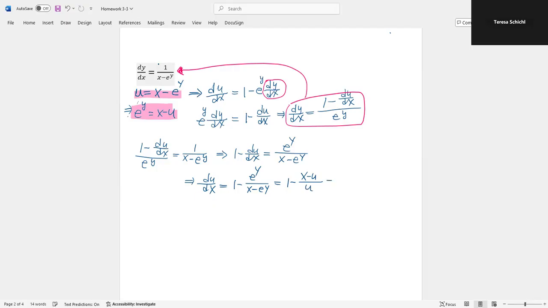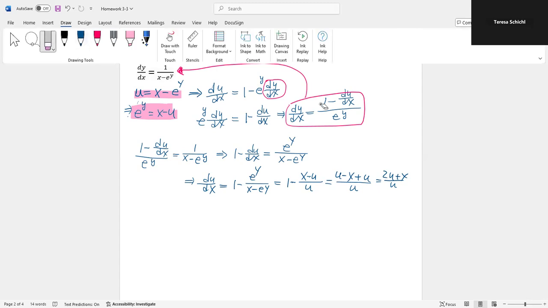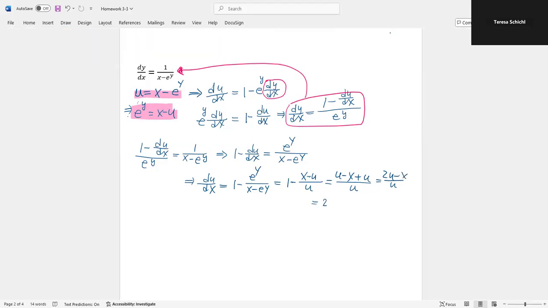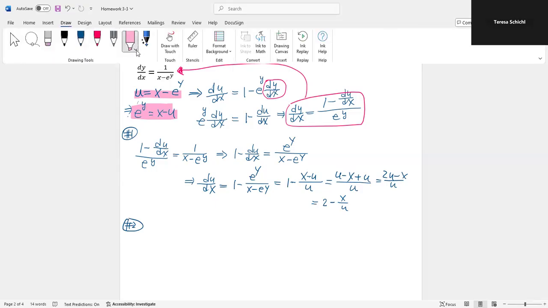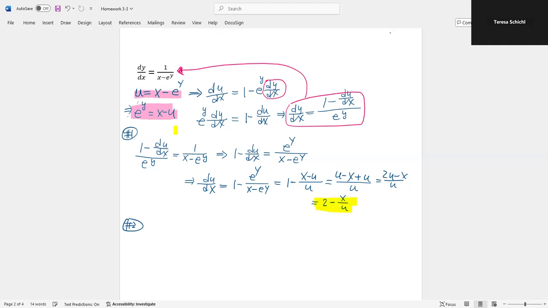Now I will try to combine these two. The common denominator is u, so it's u minus x plus u. So it's going to be 2u plus x. And I'm sorry, not a plus, it's a minus here, right? 2u minus x over u. Then this will be equal to 2 minus x over u. All right, so that is du/dx. Let's mark this as step number 1 so we don't get confused. Step number 2: we finally find u and x, so du/dx is equal to 2 minus x/u.